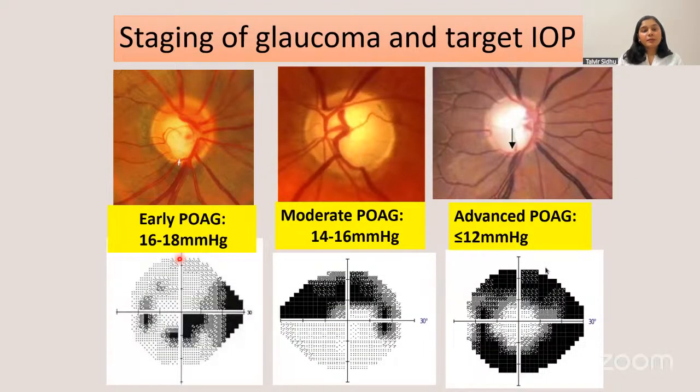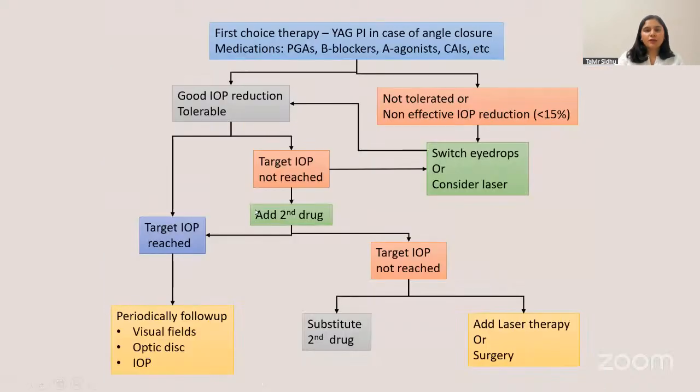To make it very simple, the target IOP in early glaucoma, we can keep from 16 to 18. In moderate glaucoma, we can keep the target IOP from 14 to 16. And in advanced POAG, we can keep it less than 12.